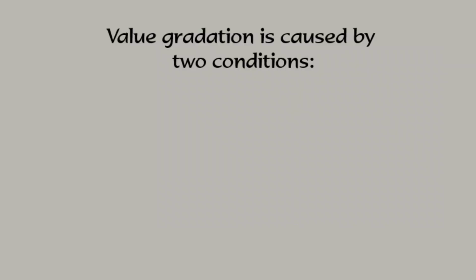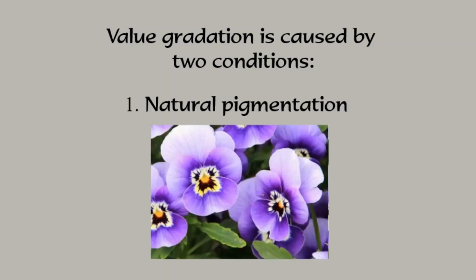Value gradation is caused by two conditions. Sometimes they are independent and sometimes they work together. One of those conditions is what we might call natural pigmentation. That's a big way of saying how it's colored. We can see here that this particular flower, or this petal, goes by nature from a dark violet gradually to a lighter violet.